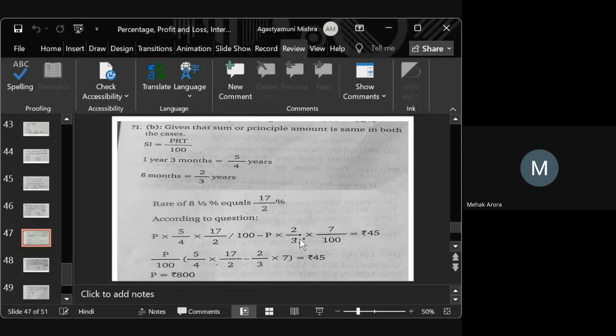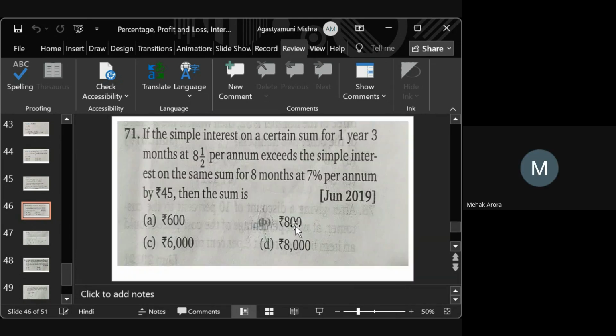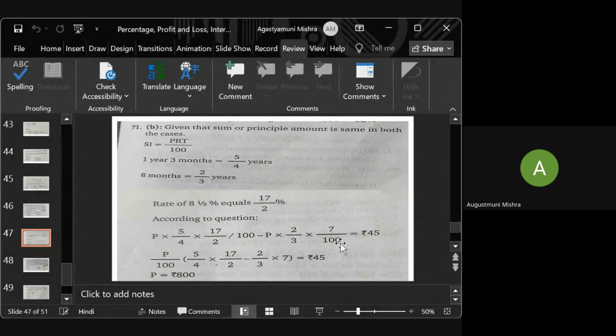Sir, please show the question if possible. Yes, I think that is visible, ma'am. Yes, sir. After seeing it, please just inform me, then I will show the solution again. Okay, sir. Okay, it's done. So this was the solution. I hope that this is clear to everyone.